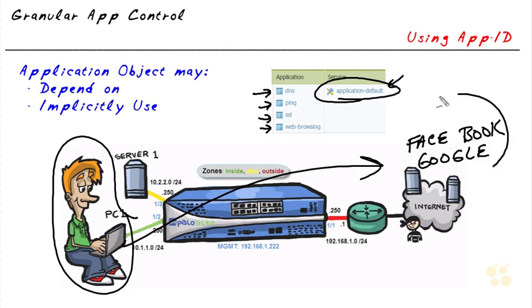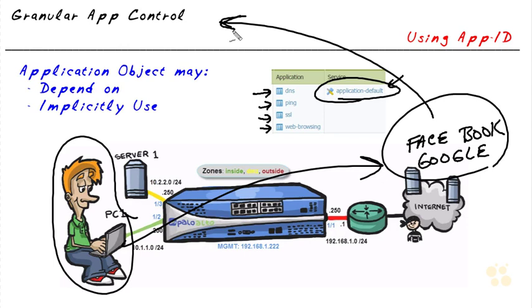Well, one of the great things about App ID is that we can have granular control by specifically identifying and telling the Palo Alto firewall, hey, this is allowed, but this isn't. And an easy way of doing that is using specific apps for things like Facebook and Google, and specifically for subsets of Facebook and subsets of Google.